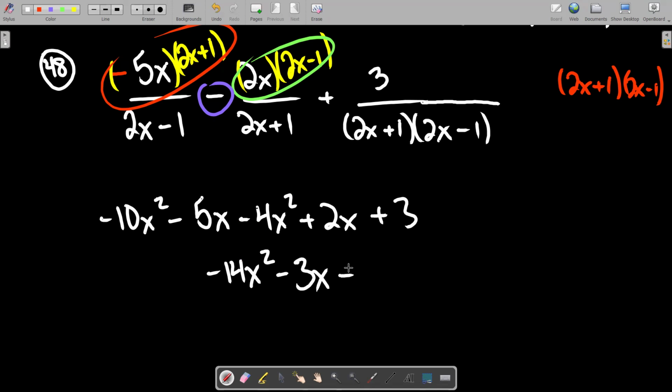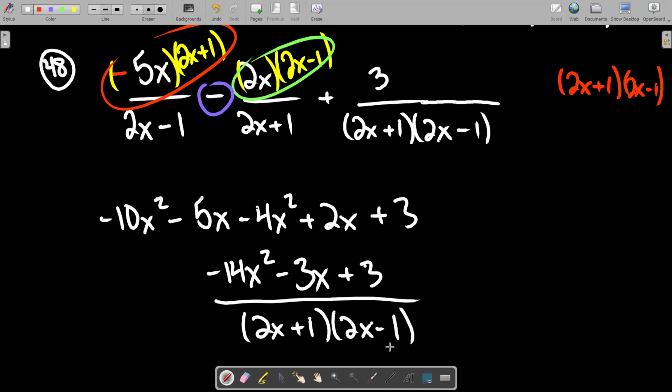And plus 3. And this is all over 2x plus 1 times 2x minus 1. And I believe that yet again, we find ourselves unable to factor. So, yep, that's as far as we're going to go.